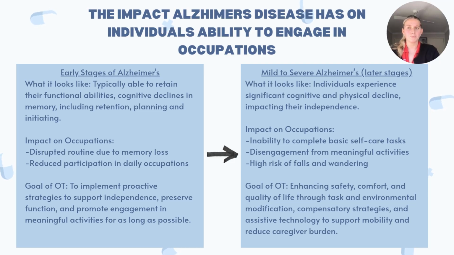At this stage, the occupational therapy role is to be proactive, supporting memory, routine, and function to preserve independence for as long as possible. As the disease progresses, cognitive and physical functioning begin to deteriorate. Clients may be unable to complete basic self-care tasks, are at a high risk of falls or wandering, and often disengage from daily life. The OT's role shifts to become more focused on modifying tasks and the environment, as well as utilizing both assistive and mainstream technology to improve safety and reduce caregiver burden.